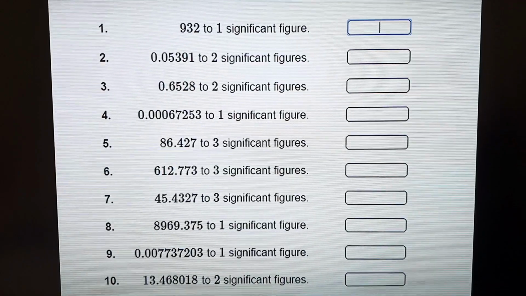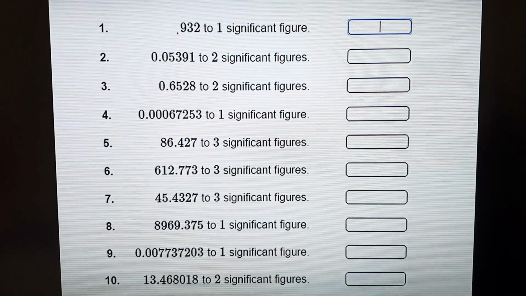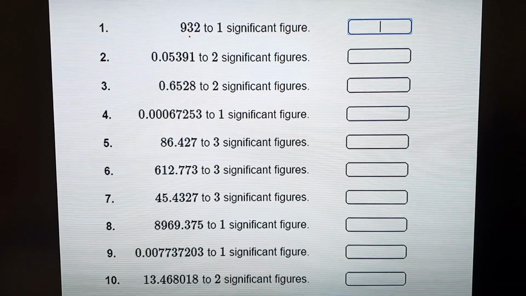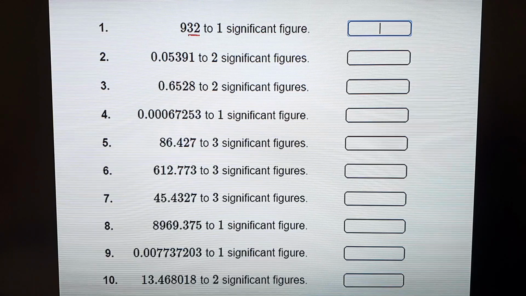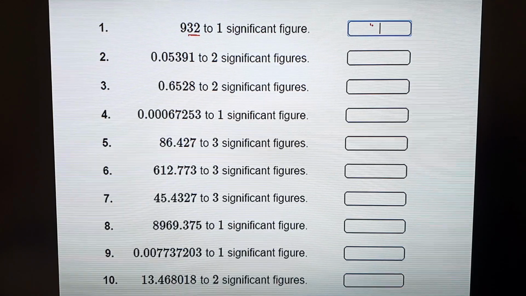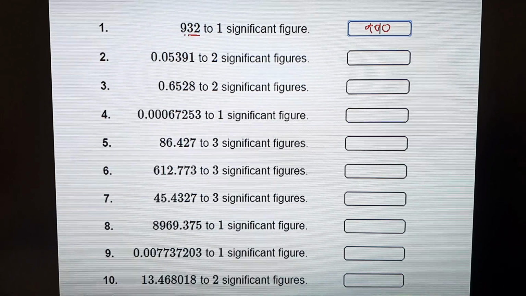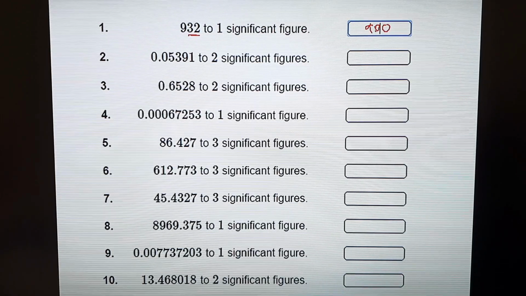So let's round the first number to 1 significant figure. So far there's 3. I'm going to round it to 1 significant figure, which means I don't want to make these 2 numbers significant. The best I can do for this one is write the number 900. That's rounding to 1 significant figure. Now remember, 900 can be considered as 1 or it can be considered as 3. But the best we can do to make it 1 is to round to 900. So we say that these 2 numbers aren't significant in this case, and only the 9 is significant.